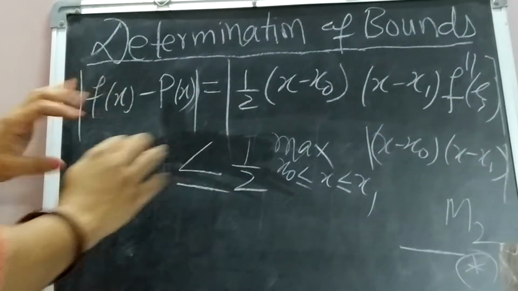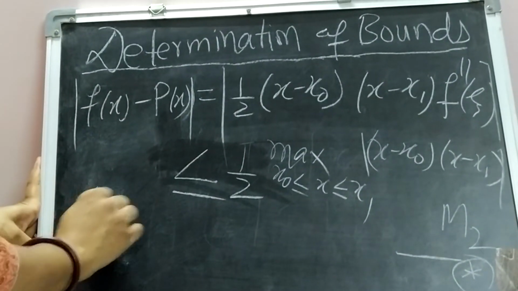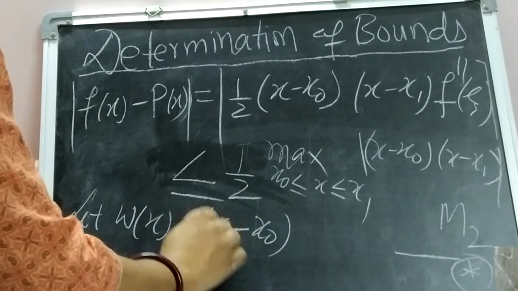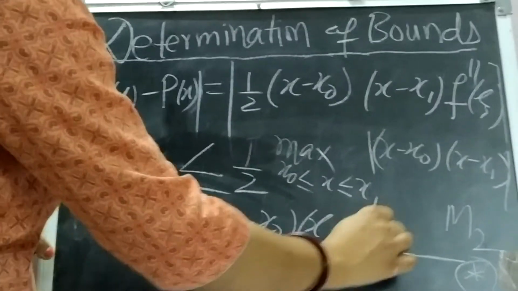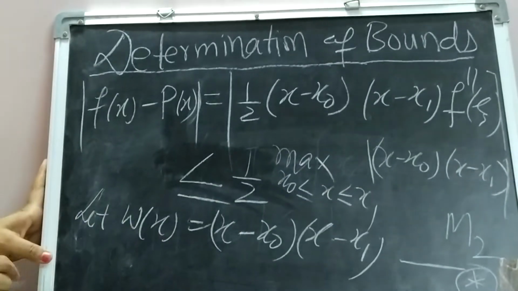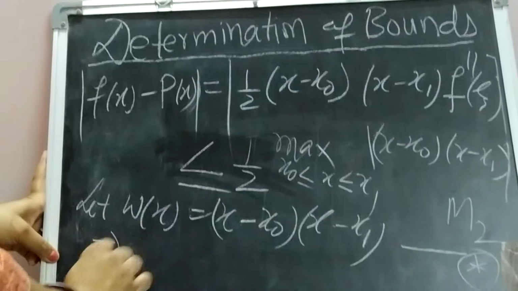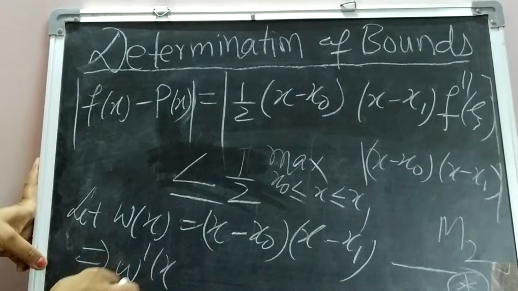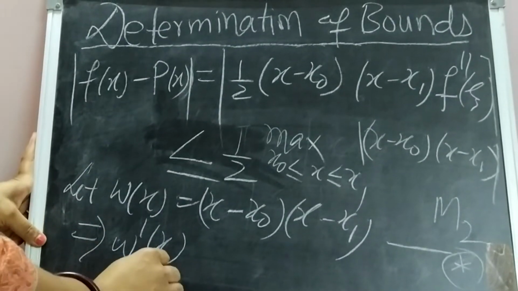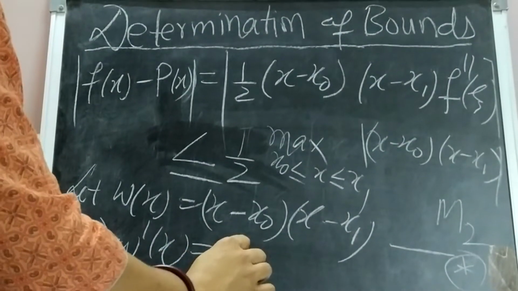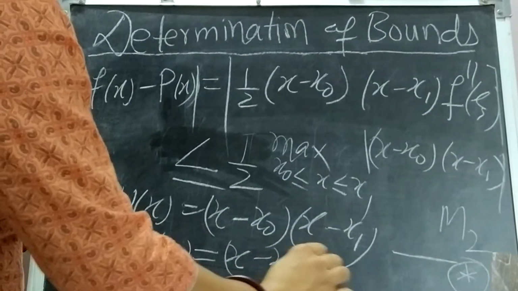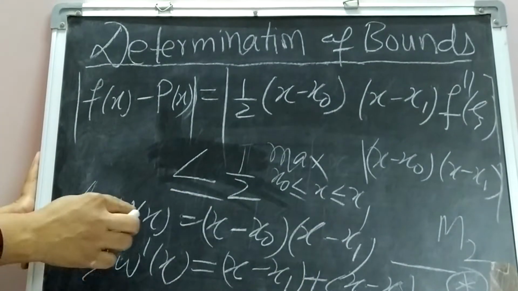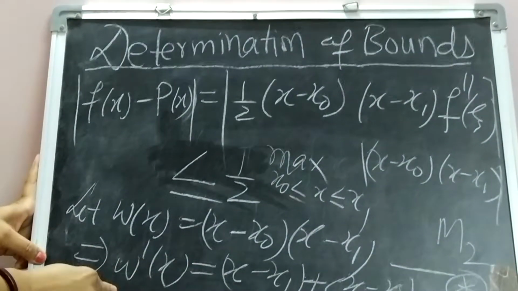Now hold on to this one, and next let wx be equal to, we are supposing, x minus x0 and x minus x1. This thing we are supposing as wx, a function. So from this, if you want to find wx something like this, we are going to differentiate to get w dash x. So here we can find x minus x1 plus x minus x0. After differentiating wx, we can get w dash x something like this.